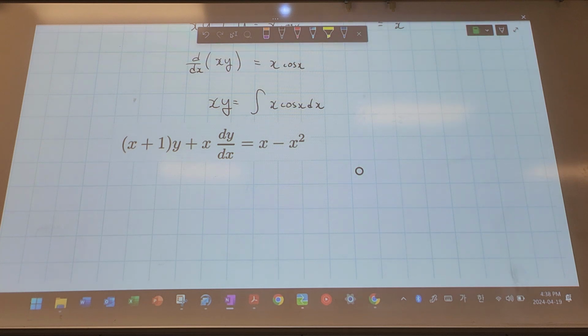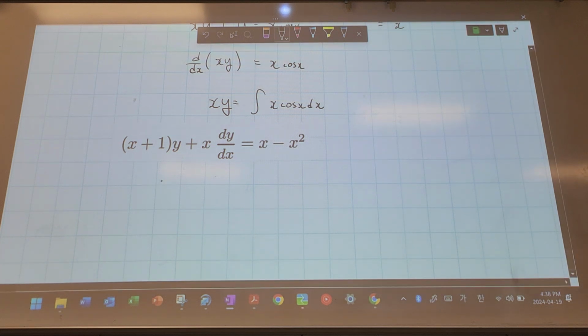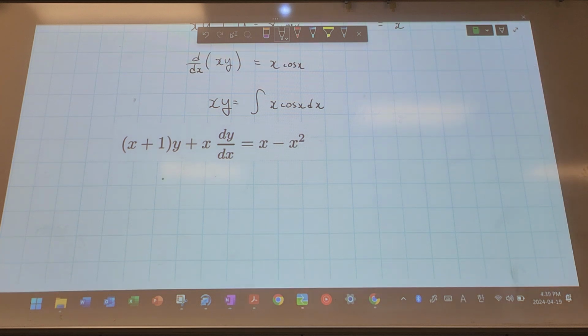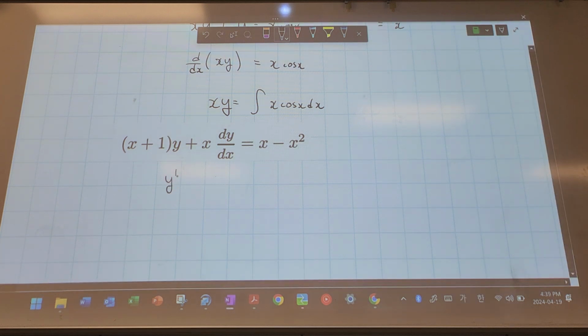Okay, so same thing for this one. Let's rewrite it in the order that appears on the formal booklet. So once again, I see dy over dx is not alone, so I don't like that. So let's put it as y prime plus (x plus 1) over x, y, is equal to 1 minus x. Right? So I divided both sides by x, right?